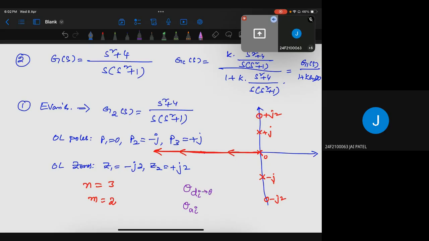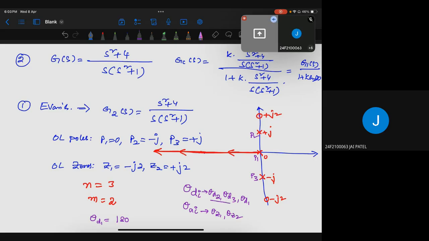So you will find what? Theta D. Let us say this is P1. The other two are P2 and P3. So theta D2 you'll find, theta D3 you'll find. Similarly, you'll find theta Z1, theta Z2. Correct? Can anyone tell me what is theta D1? What is theta D1? 180. Yes or no? 180. It is very obvious. It is going towards that.